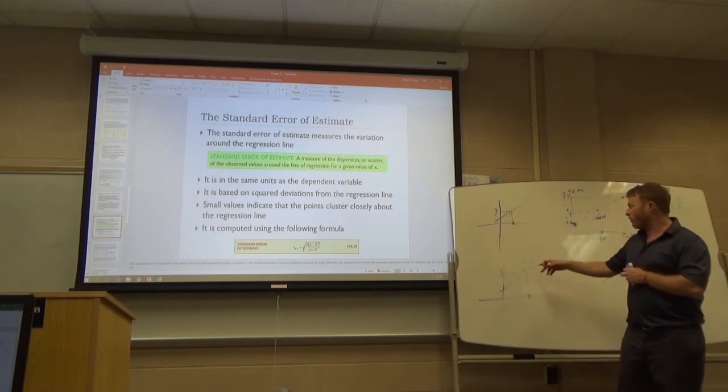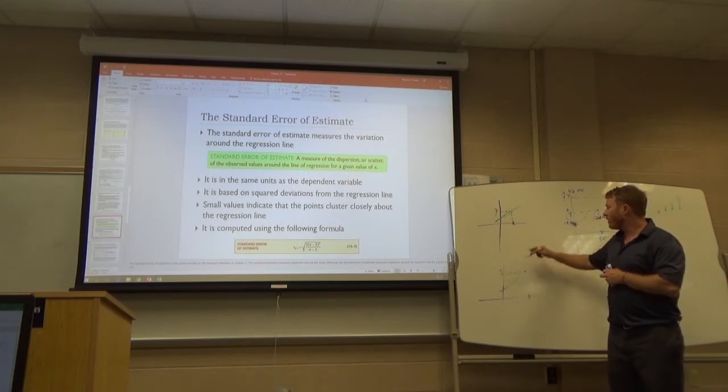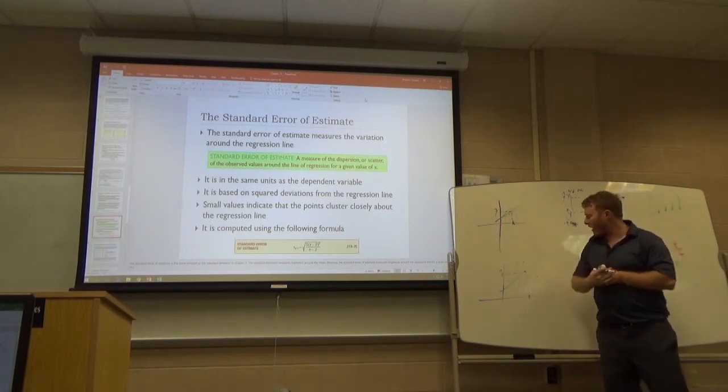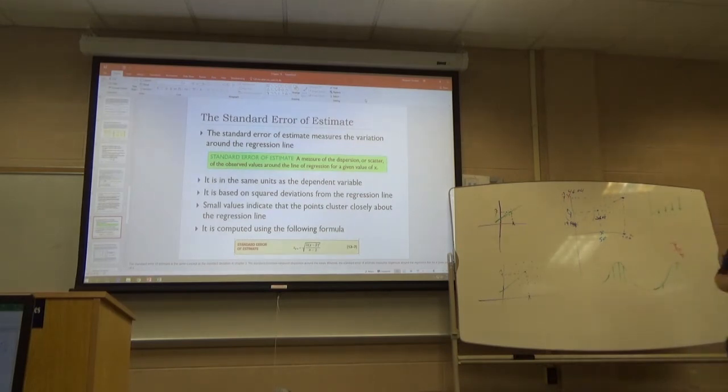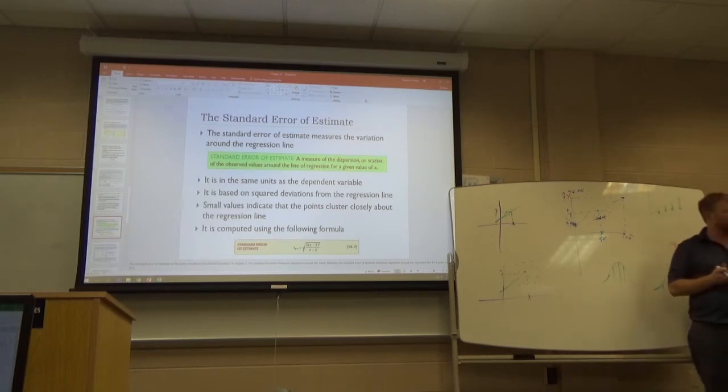But let me ask you something. Which of these predictions, i.e. the point on that line, do you think is more accurate? Which of those two is more accurate, would you think? Top. The top one, and why is that? Because they're more clustered together.